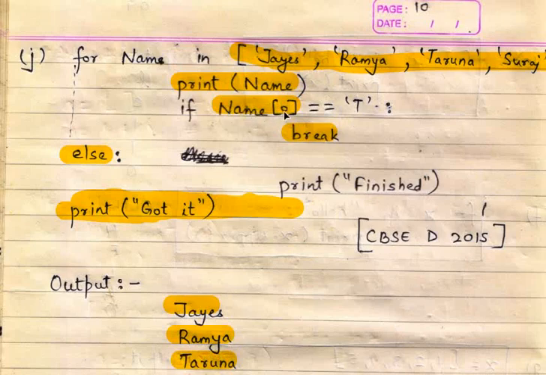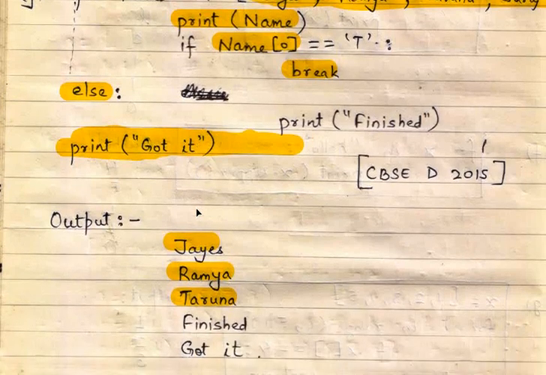Now name[0] is capital T, and capital T double equal to capital T is true. Because this is true, we are executing break. And what does break do? Break moves us out of the loop. So break moves outside the loop, and it would not be executing the else part of the for loop, so it would be moving directly to "got it". So "got it" gets printed, and we get the output like this.